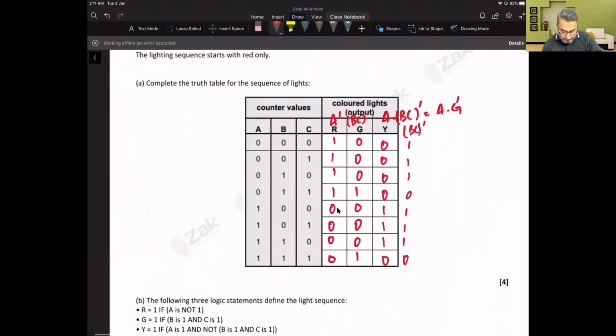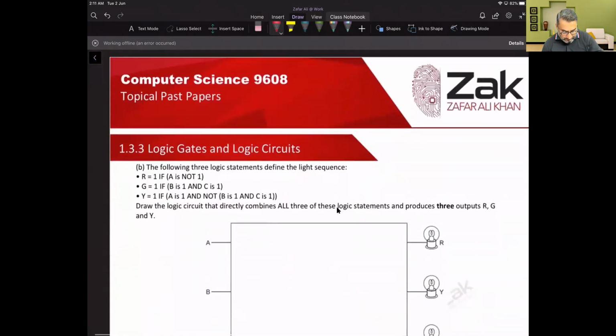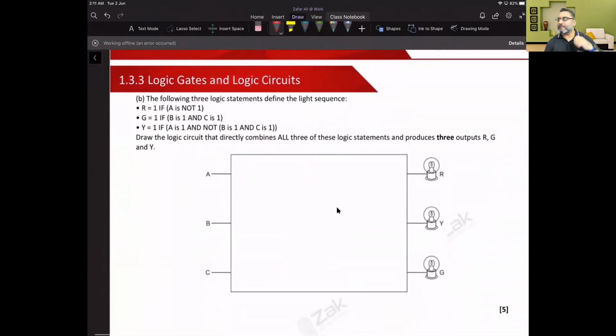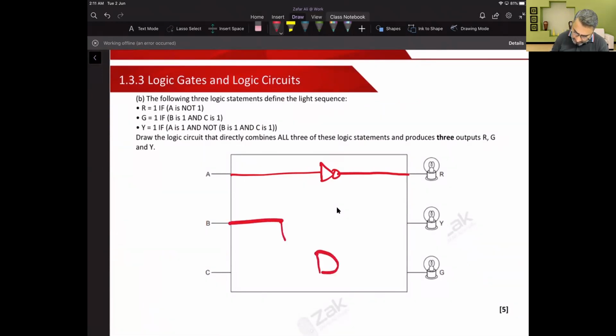Now, there is the requirement of drawing the logic circuit. So what is R? R is A naught. So that is very simple. A naught is R. G, what is G? B and C. B and C is actually G.